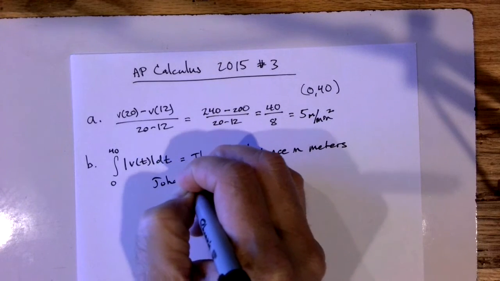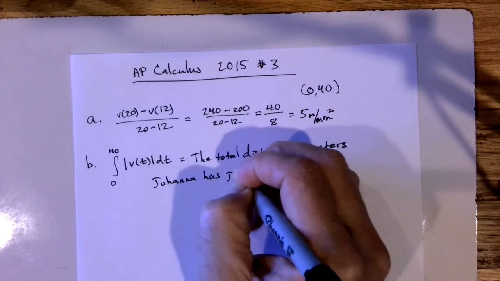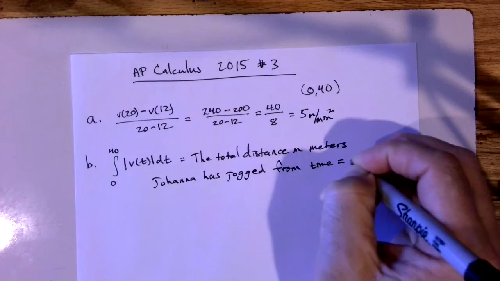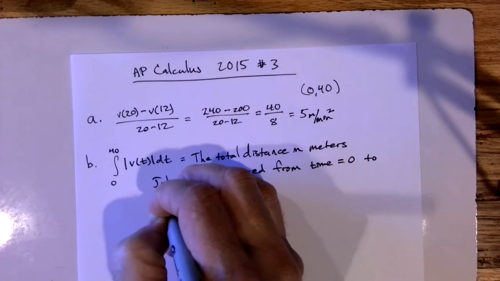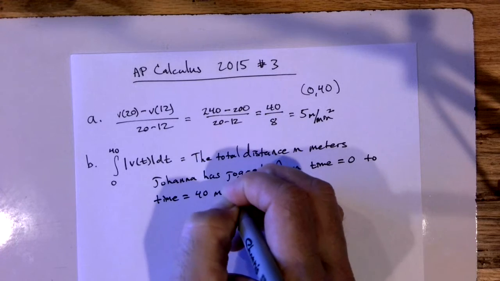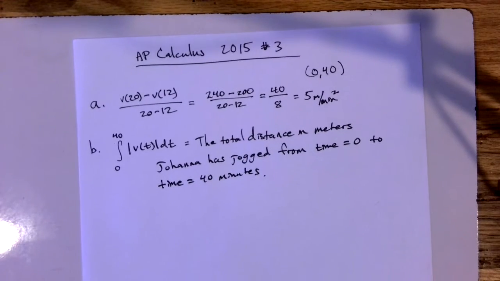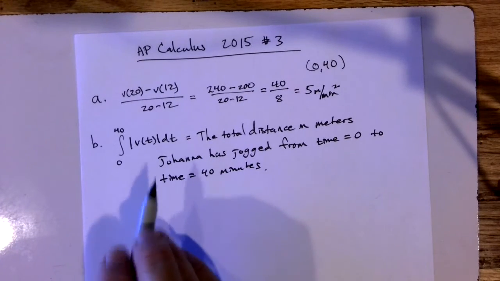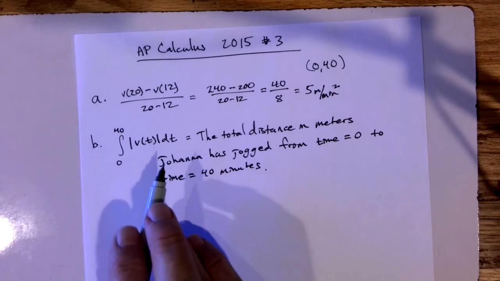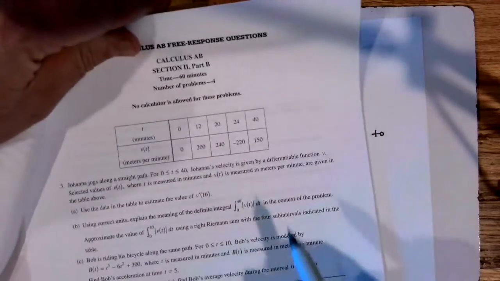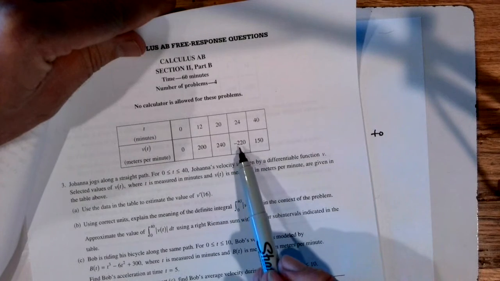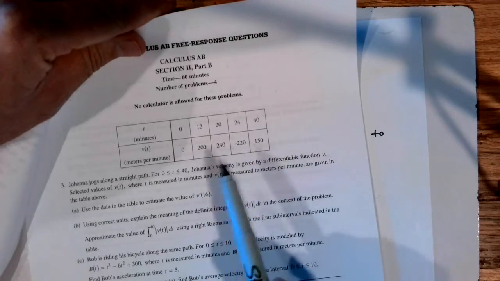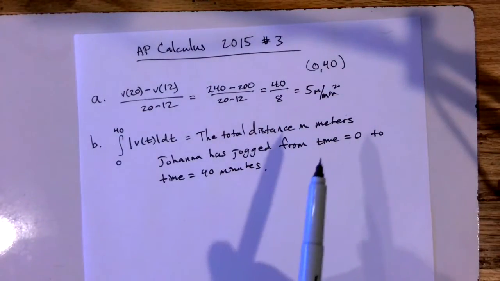Johanna has jogged from time equals 0 to time equals 40 minutes. So they're going to love that type of explanation there. So just remember that absolute value means total distance, whereas just if you didn't have the absolute value, that would be the displacement. And that's important because you can tell by looking at this that there's actually a time where she has negative velocity. So that means she's jogging in a different direction. And so her displacement and total distance will be different in that situation.